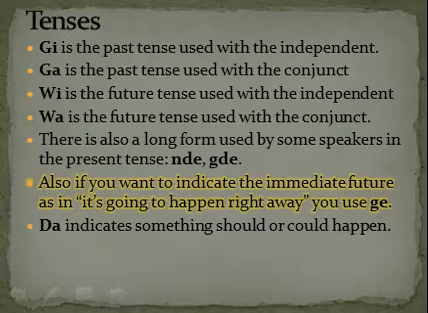Also, if you want to indicate the immediate future, as in it's going to happen right away, you use ge. So, negejia, I'm going, like right now. A lot of speakers will just say newijia, I'm going to go, and then not necessarily use that immediate tense. Da indicates something should or could happen.